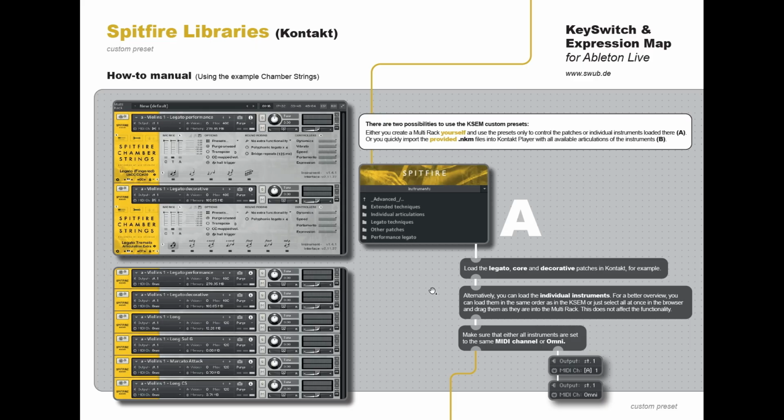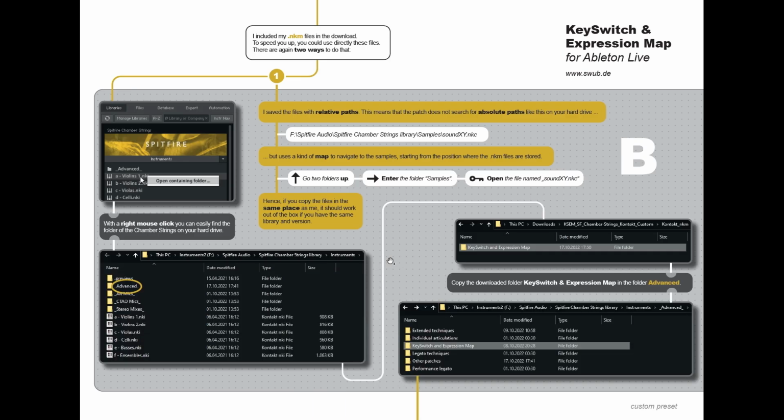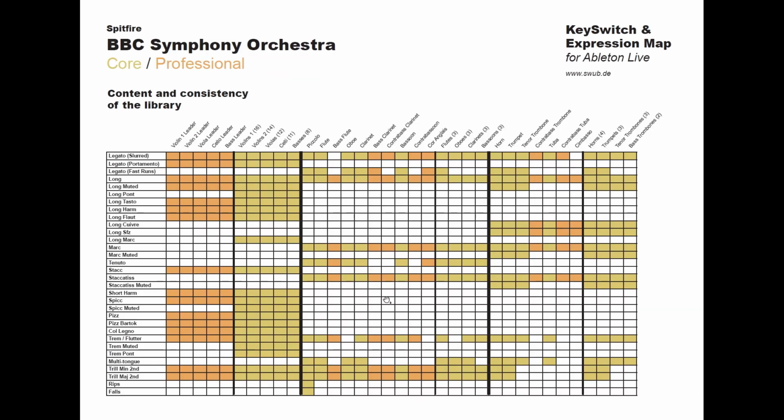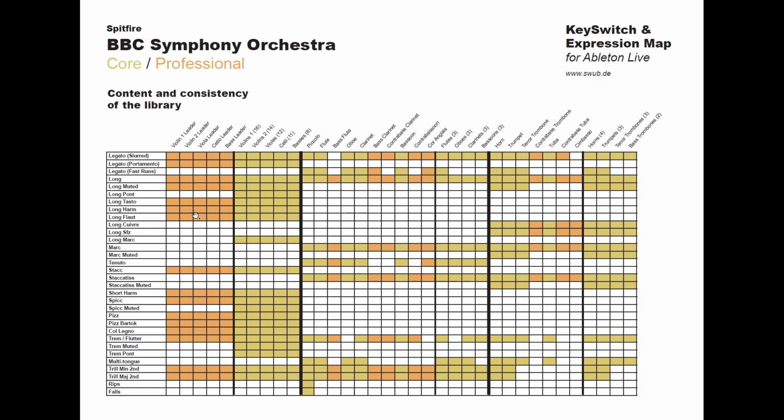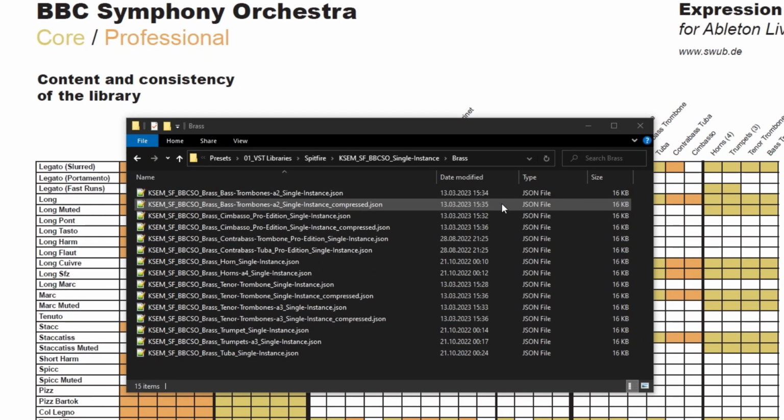If that was explained too fast, you will also find a PDF with a short how-to and illustrations in the download folder. This way you can read it again step by step. Generally, I try to create a PDF for all libraries that gives you an overview of the articulations and MIDI controls. I find this quite practical when composing, so you can quickly check the articulations of the individual instruments and their consistency.